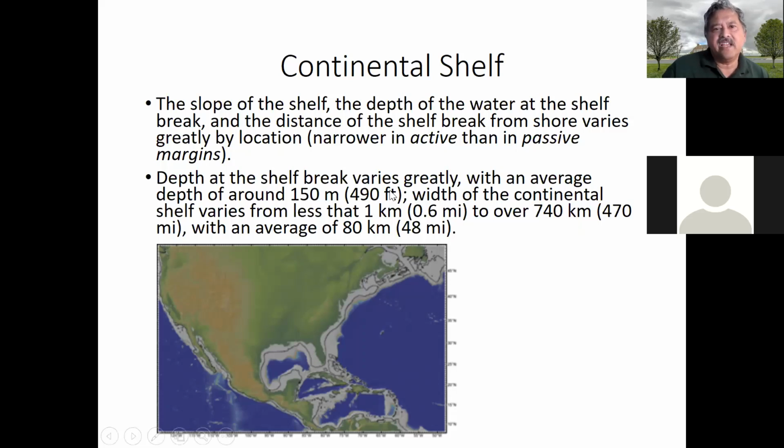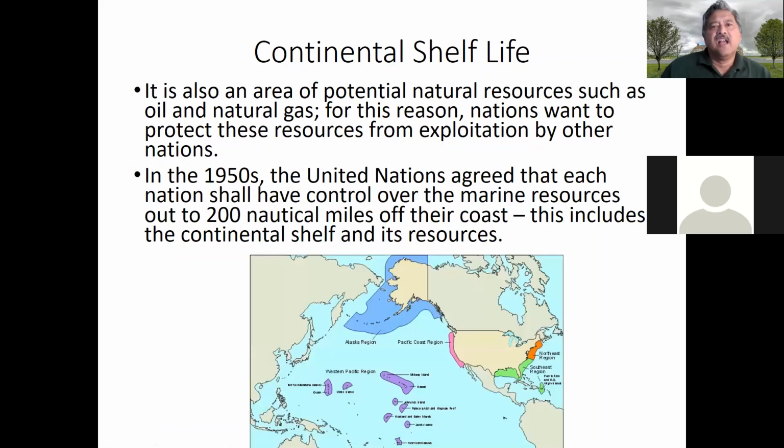It says here that the average depth is around 500 feet, and the width of the continental shelf ranges from a little more than half a mile to, looking at this one, up to 470 miles. That's almost 500 miles out. The average is only 50 miles out, but some areas go out 10 times more than that. So that's a continental shelf area.